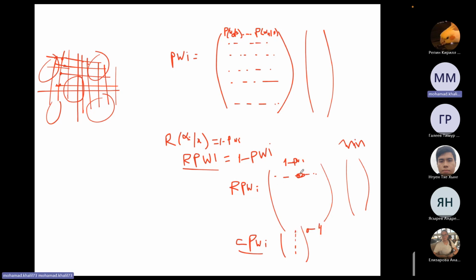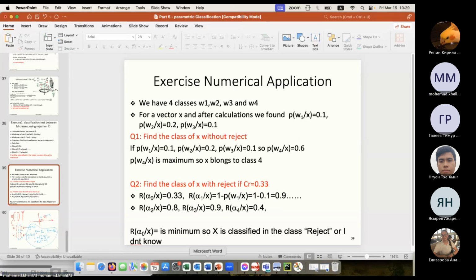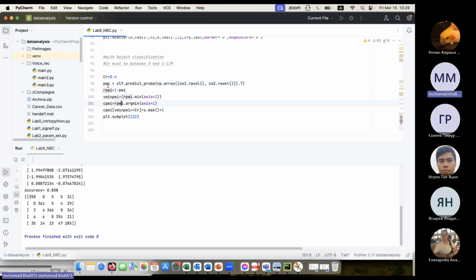Now, if I look at this value of the minimum, the minimum is less than CR, because I have to compare 1 minus P omega to CR. If the minimum is less than CR, the class here will be changed, and I have to put, for example, a new class. Look what I mean. I calculate the probabilities, then I calculate 1 minus P omega i, then I calculate the vector of the minimum, the vector containing the minimum of RPWI, where the minimum is, and the value of the minimum.